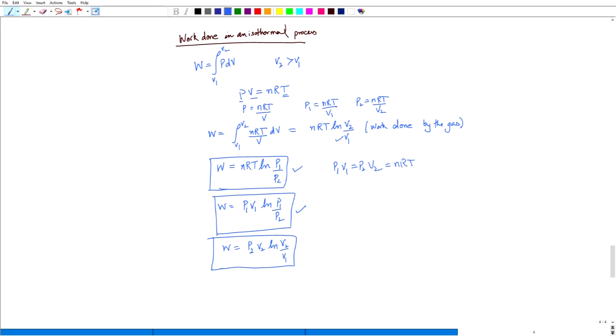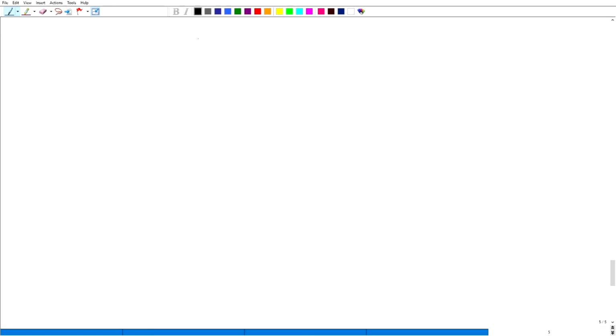Now let's look at the slope of the PV curve and the work done in an adiabatic process.